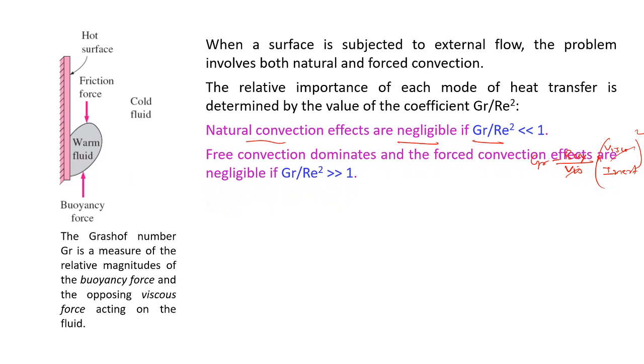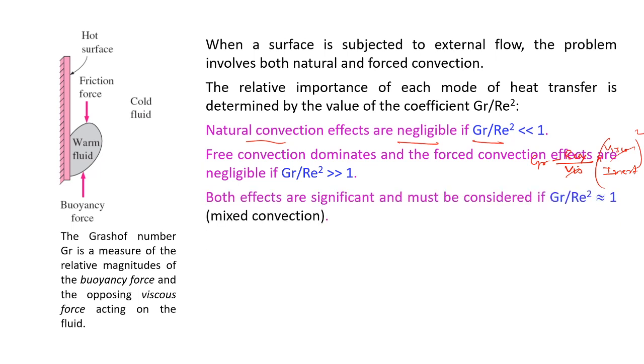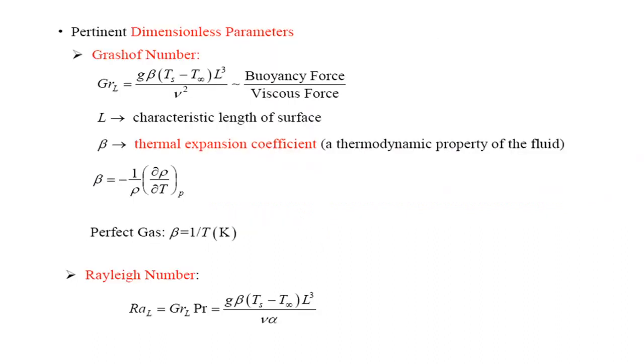Similarly, for free convection domination, where forced convection effects are negligible, this ratio should be greater than 1. That means the buoyancy effect should be much higher. Both effects are significant and must be considered when this ratio is approximately equal to 1. So you can go through this equation again. This is the significance of Grashof number: buoyancy force upon viscous force.